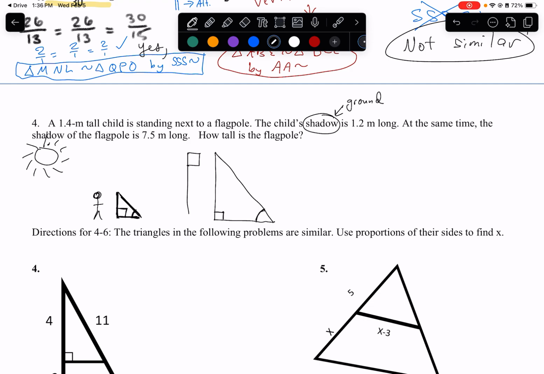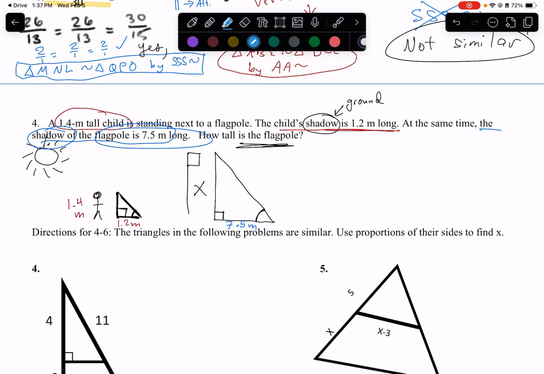So now that I've got my 2 right triangles, I can start labeling things. The child is 1.4 meters tall, and the child's shadow is 1.2 meters long. Shadows always go on the ground. It says that at the same time, the shadow of the flagpole is 7.5 meters long. So flagpole shadow. We want to know how tall the flagpole is. So this is my X.